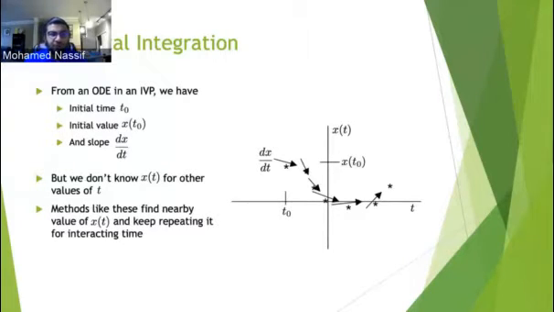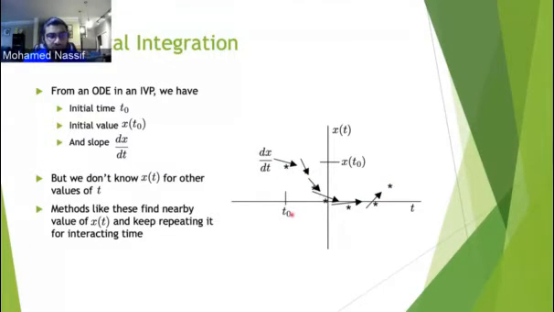So from a differential equation and an initial value problem, we have the initial time at which we start. We know what the initial x is, the function value at that point, and we know what the slope is because that's given by the differential equation. But we don't know x of t. Note that I'm only considering first order equations. We'll talk about second order and higher order stuff later. But we don't know what x of t is at all times t. That's what we want to find out.